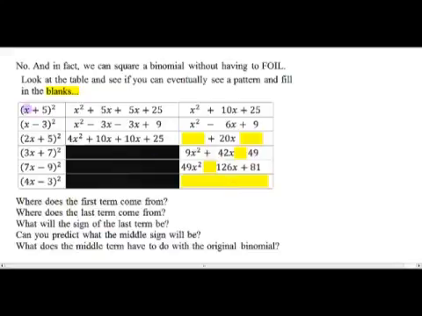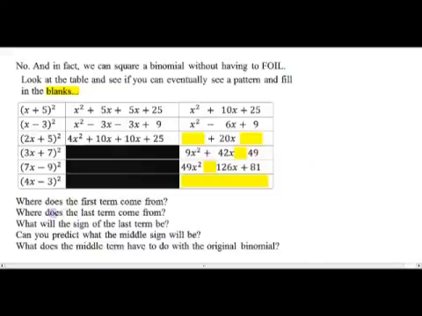The first one we have is x plus 5 quantity squared. That's x squared plus 5x plus 5x plus 25, which is x squared plus 10x, combining those like terms, plus 25. x minus 3 quantity squared is x squared minus 3x plus 9. Combining like terms, I get x squared minus 6x plus 9.